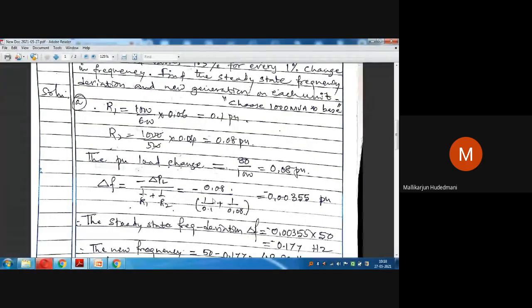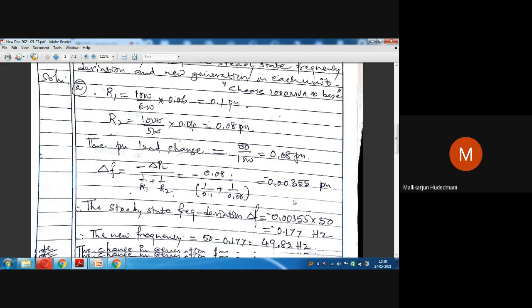Then I will mention the values. When I mention them, this is the frequency deviation. This frequency deviation is 0.00355 per unit. Because all these quantities are in per unit, it must be in per unit. Then the steady state frequency deviation equals 0.00355 into 50, in terms of hertz.